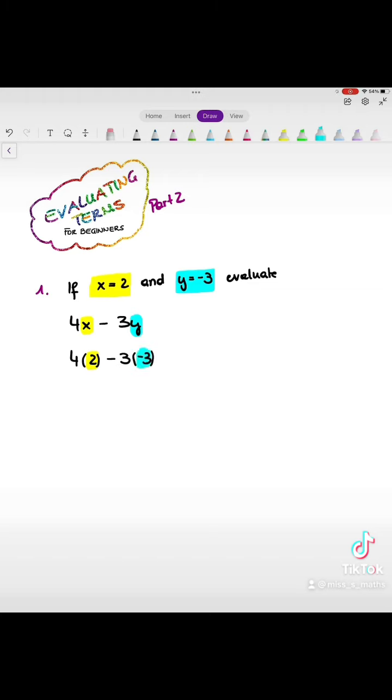Once we've inserted all these values, we will then multiply and simplify this by means of our priority rules. So we need to do our multiplications first. Be careful when multiplying two negatives, the result is going to be positive. And then in the end, we add 8 and 9, which gives us 17.